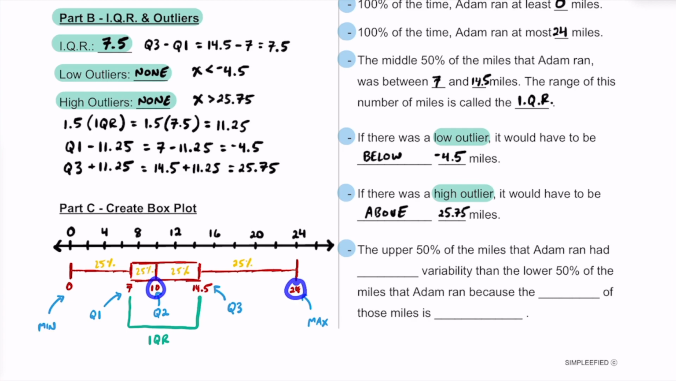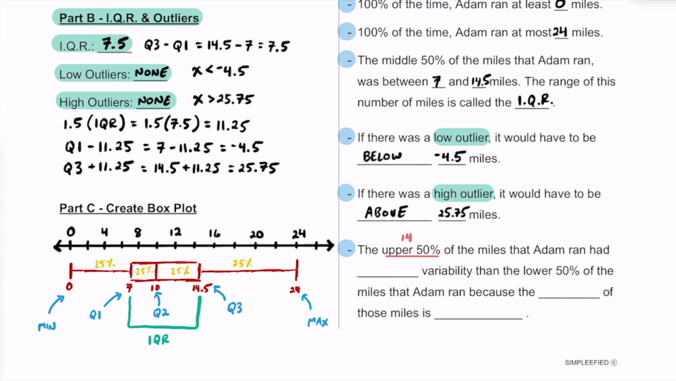So what's the distance between 10 and 24? It looks like the upper 50% had a spread. I'm gonna go ahead and write this down. The upper 50% had a spread of 14, right? They're 14 away from each other if you look at that. And so the upper 50% of the data is spread amongst 14 miles.